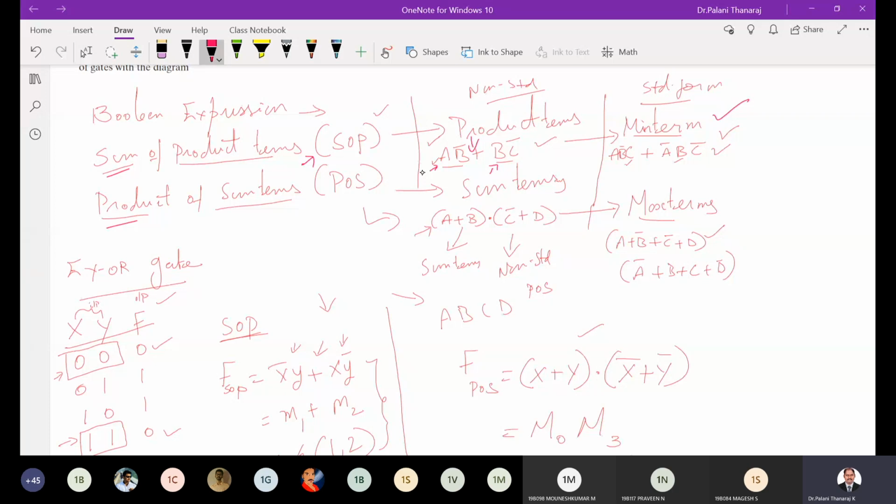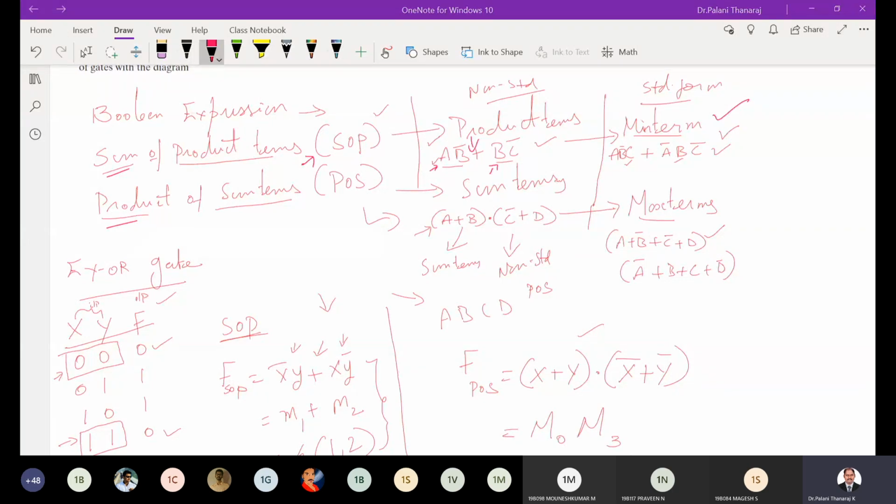Now you can ask, sir, why do you want this standard form? Because you told us that the fewer the variables, the better it is to read. But why do you need this particular form? Because there are other procedural simplification methods, called the K-map, which you will see in the forthcoming classes. The K-map is a better way to do Boolean simplification.